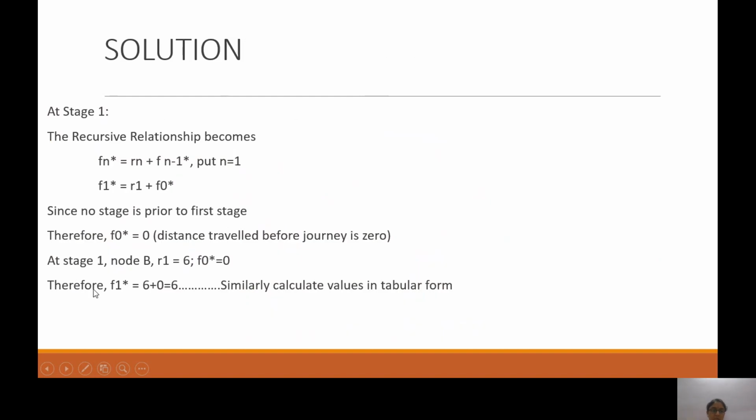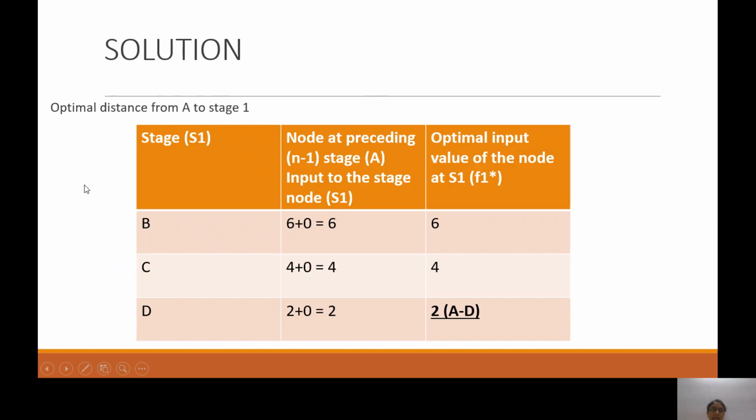Okay, so that is given over here. Therefore F1 star is 6 plus 0 equal to 6. Similarly, calculate values in the tabular form. So we'll move on to the next slide, which gives me the table.